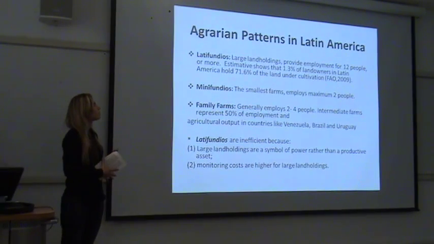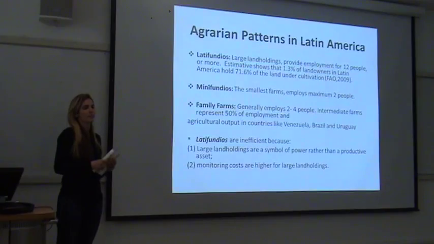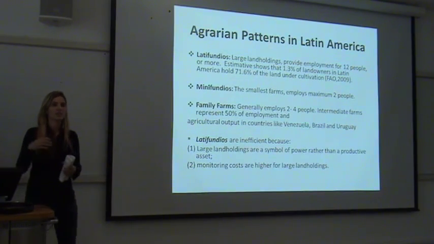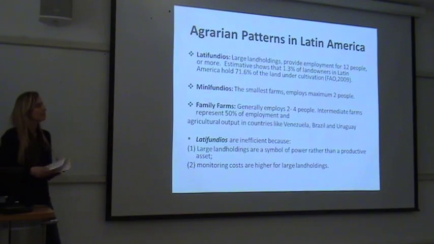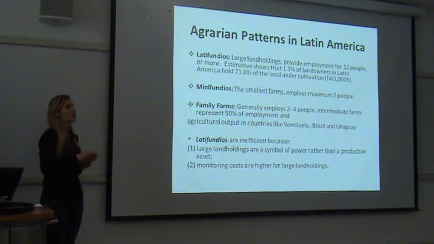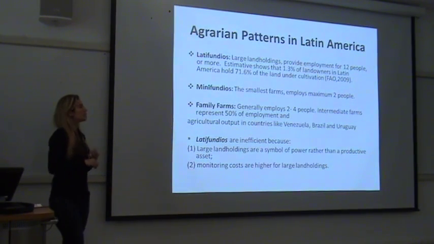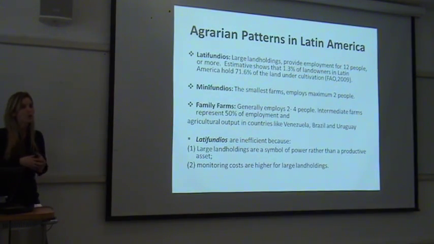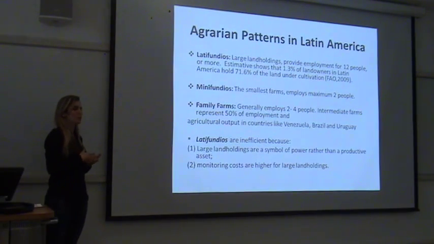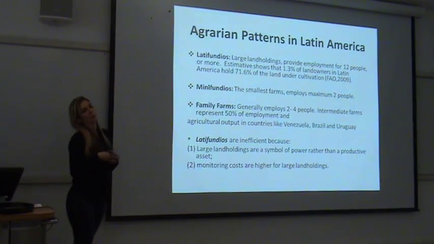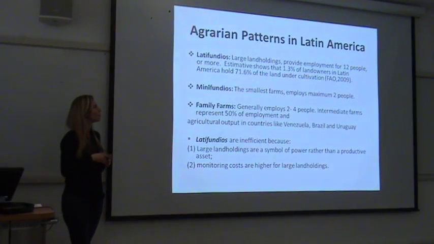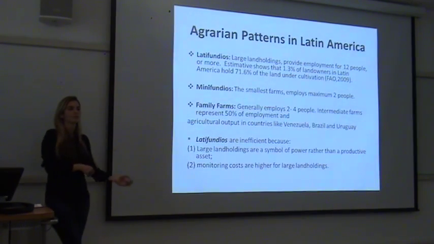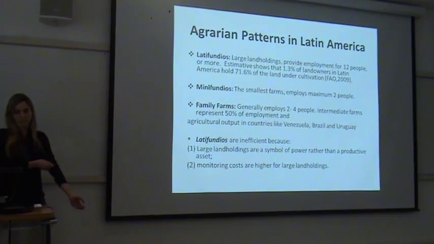To start with, I'll talk about the agrarian system patterns in Latin America, and later on I'll talk about Asia and Africa as well. The agrarian patterns in Latin America are generally divided into three categories based on the size of the land. The first one is the latifundios, which are large landholdings that employ at least 12 people, but most of them employ thousands. It is estimated that 1.3% of the landowners in Latin America hold 71% of the cultivated land in this part of the world.